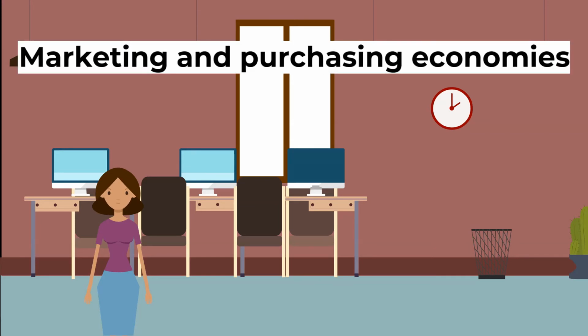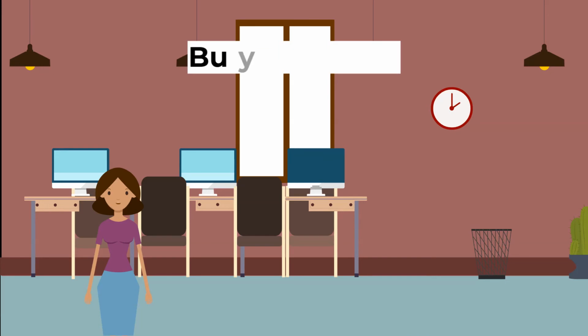Now, marketing and purchasing economies. These can further be divided into: 1. Buying in bulk. Large firms are able to buy in large numbers, so may be able to buy their raw materials at a cheaper price than competitors. 2. Specialization. Like other areas, businesses can afford to take on specialist buyers and sellers who could be more efficient due to the extra time and knowledge.